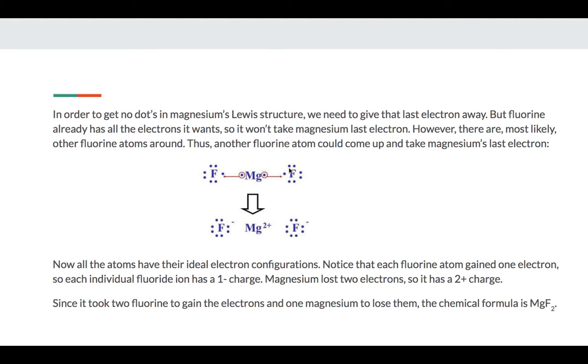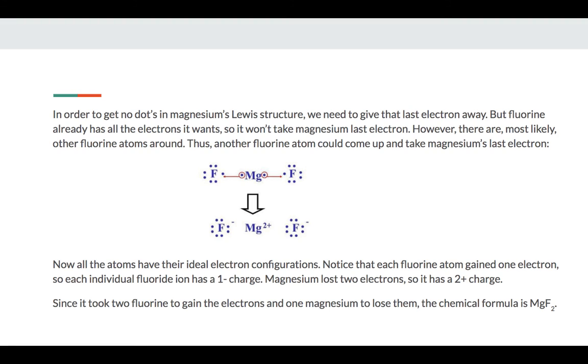So what we did here is we just added another fluorine atom, and that other fluorine atom is going to want to take the other electron away from magnesium. So when it does that, both of magnesium's electrons are going away to the 2 different fluorines, and the fluorines are gaining electrons. And when that happens, fluorine becomes a 1 minus charge. Magnesium becomes a 2 plus charge since it's giving away 2 electrons. And this other fluorine has a 1 minus charge. But each of these now have their ideal electron configurations.